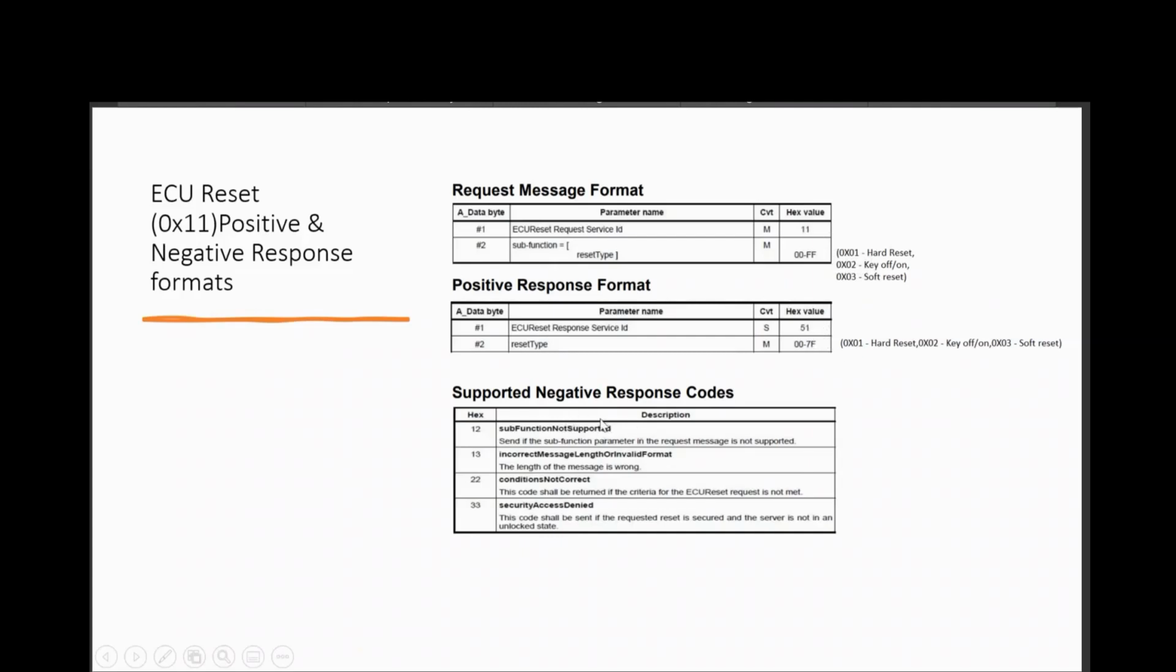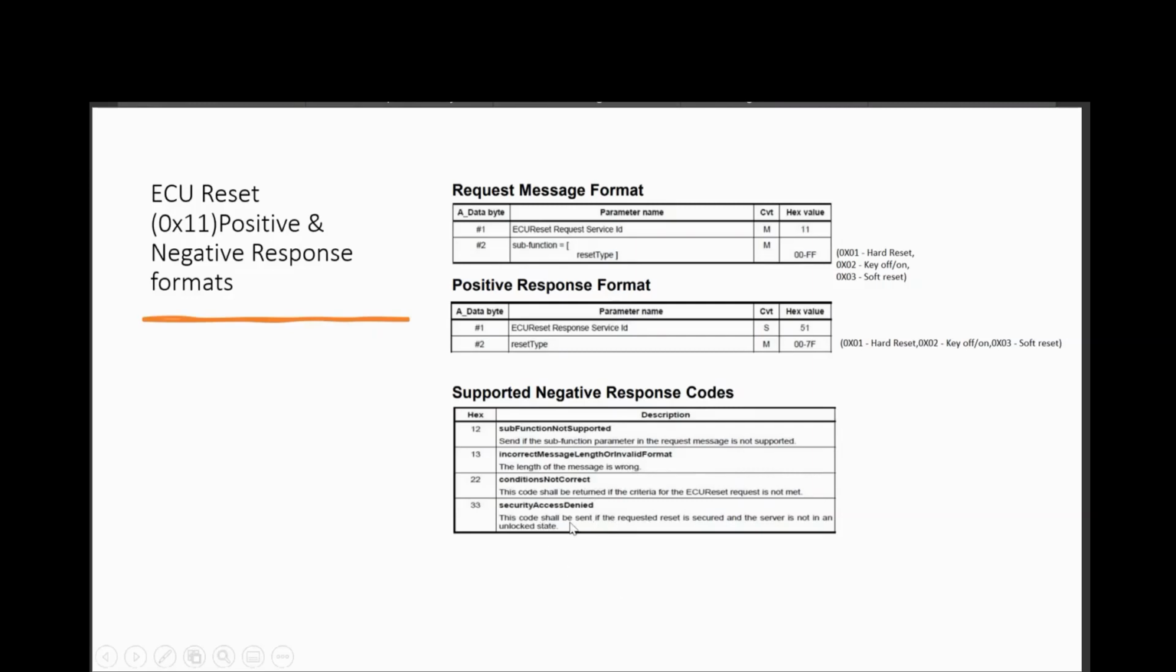And there are supported negative response codes, as I told earlier. There may be subfunction not supported, incorrect message length if you give an invalid format, for example, and conditions not correct if the particular service involves some condition, then it will come like 22. And there is security access denied. For example, a few OEMs don't want anybody to give a reset without authorized access. In that case, security access should be enabled.